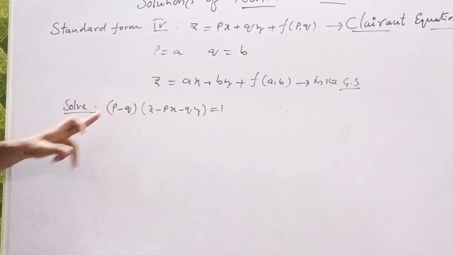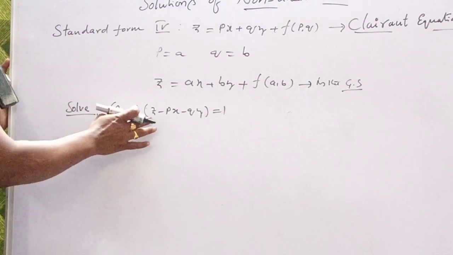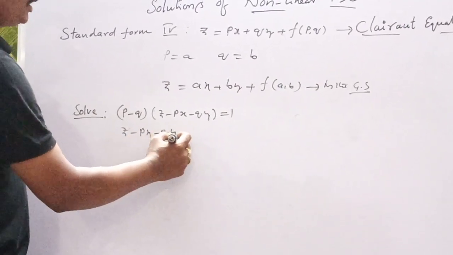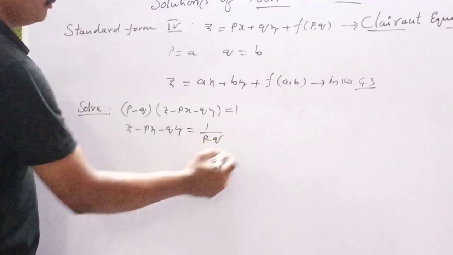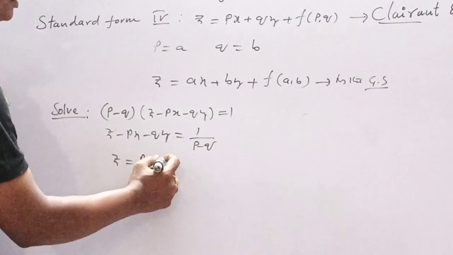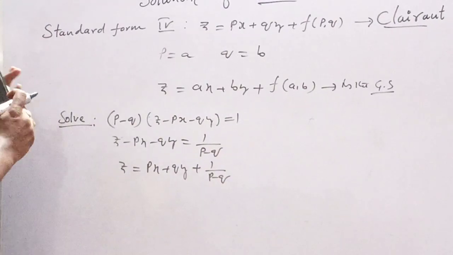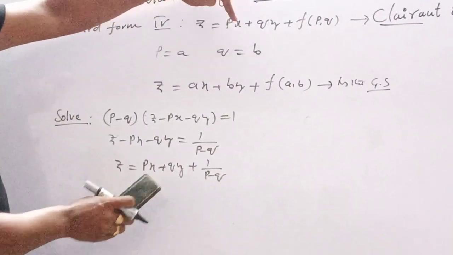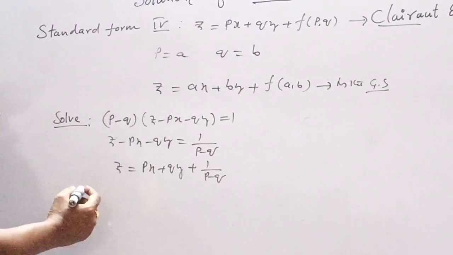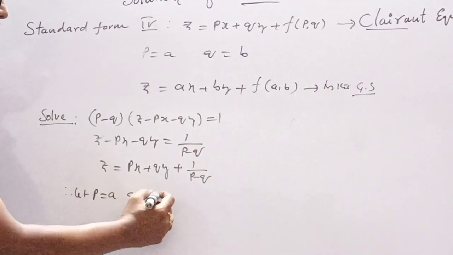Solve (p minus q) into (z minus px minus qy) equal to 1. So you rearrange the equation: z minus px minus qy equals 1 by (p minus q). Again you rewrite z equals px plus qy plus 1 by (p minus q). You compare: f of p comma q equals 1 by (p minus q). Therefore, p equals a and q equals b.